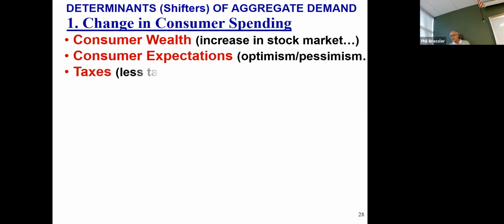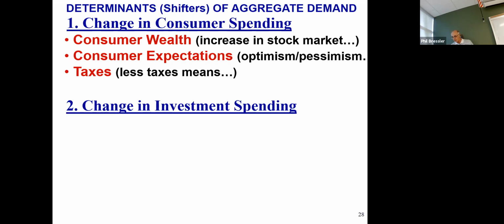And the opposite there. All right, less taxes. If my taxes are lowered, I then have more money to spend, so consumption increases. And that's income taxes, by the way.